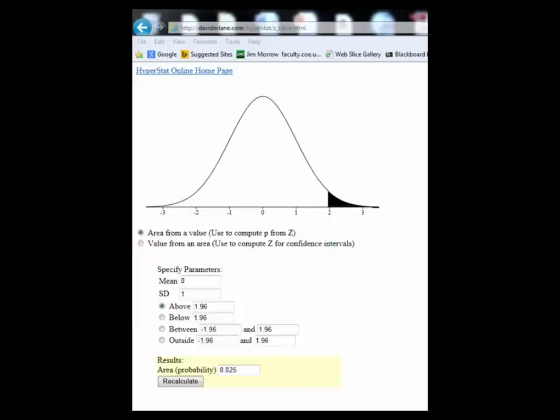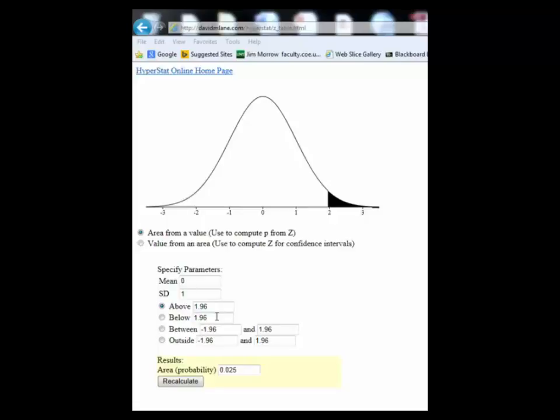We've landed on the simulation page to which we referred, and you'll notice that the mean is 0, the standard deviation is 1, just looks like our normal distribution, and we can change values for specific parameters. We can change the mean, the standard deviation, or above, below, or between or outside values on the normal distribution. So it started out with what percentage of observations are above 1.96. That is 2.5%.